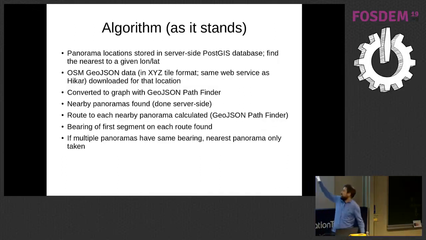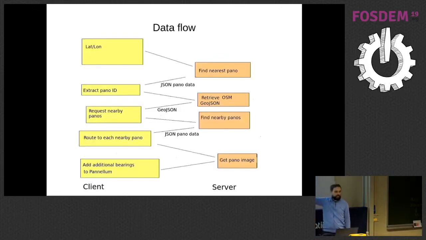So this describes the algorithm and how I'm using GeoJSON Pathfinder. But it might be best if I go through the diagram, because I think it's better explained visually. Basically, the OpenTrailView application is a mixture of PHP on the server side and JavaScript on the client side. It's got a PostGIS database, but the database is very lightweight. It just contains the panoramas, their locations, and their heading. In other words, the bearing of the centre point of the panorama.